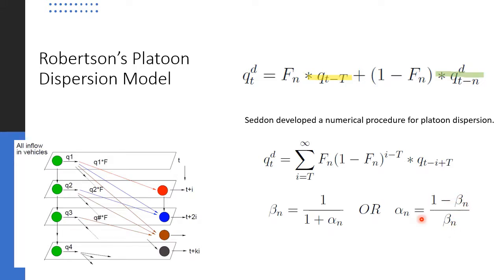So let's define the terms alpha and beta now. Using the basic properties of the geometric distribution, we can derive the parameters for calibrating Robertson's Platoon dispersion model, like this: beta is equal to 1 by 1 plus alpha, or alpha is equal to 1 minus beta by beta. Alpha and beta are the calibrating parameters of Robertson's Platoon dispersion model, where alpha is the Platoon dispersion factor and beta is the travel time factor.